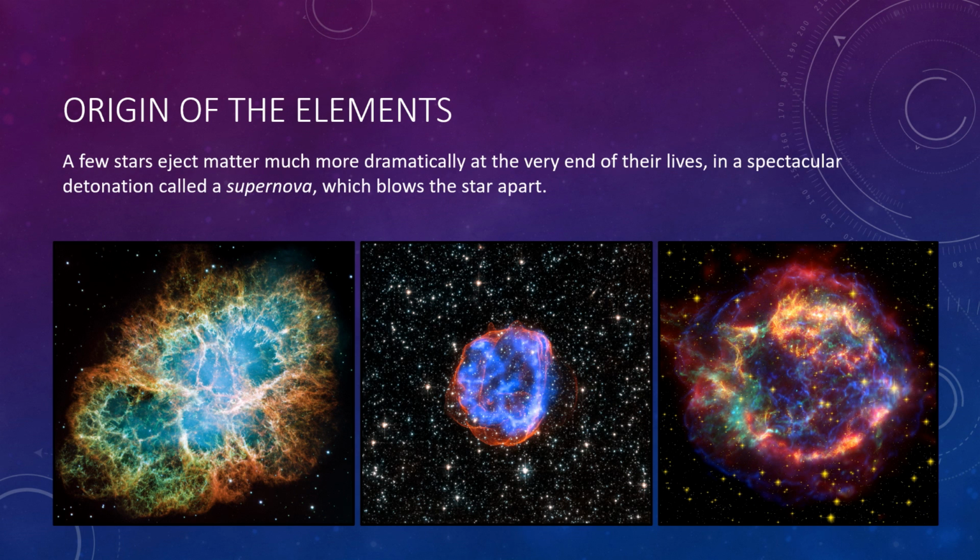A few stars eject matter in a much more dramatic way at the very ends of their lives. This is a spectacular detonation known as a supernova, which will completely blow apart the star. So we did discuss supernovas briefly in my first lecture, and here we're just bringing them up again to let you know that this is where some of the elements will come from, these explosions. They enrich the universe with their heavy elements. So these are just 3 images of supernova remnants, what was left over after a relatively recent supernova explosion.